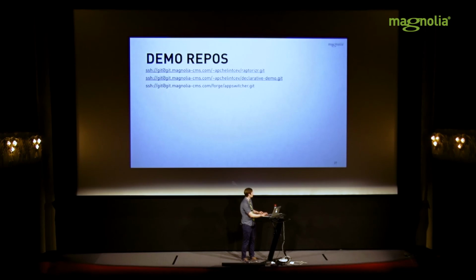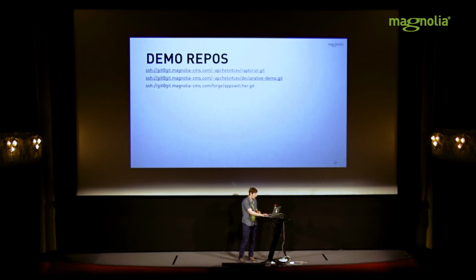Go back to the slides. So if anybody wants to play around with the demos, here are the links to the repositories. The app switcher is actually quite a mature component, and I'm about to release the latest version that works seamlessly with at least Magnolia 5.4 and also 5.5. The other two are demos, but I maybe will invest a bit more time in there.